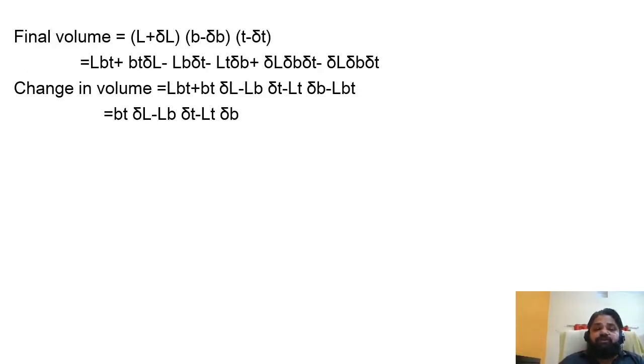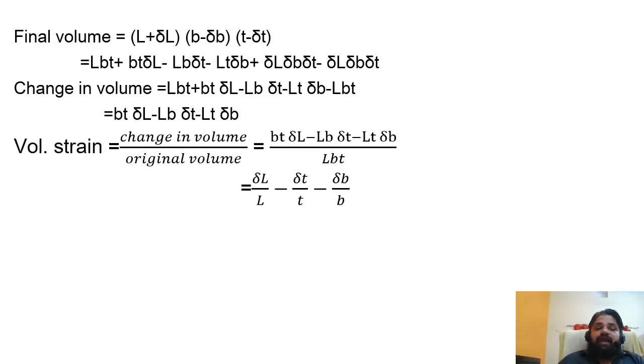That means dV, the change in volume, is equal to BT into delta L minus LB into delta T minus LT into delta B. Now I can write the volumetric strain, change in volume by original volume. The change in volume I got, BT into delta L, divided by the original volume LBT. So BT will be cancelled, and delta L by LBT will remain.